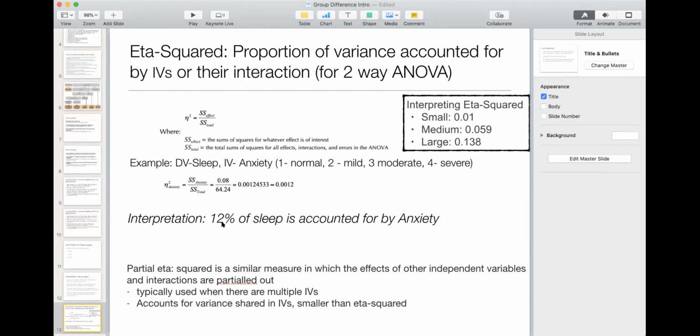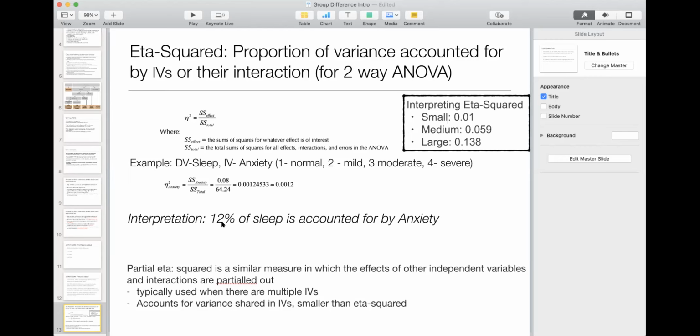Partial eta squared is particularly important when you use multiple IVs. Okay? So what it does is it partials out the effect, excluding the effect that is shared across IVs. So it tends to be smaller the more IVs there are. Okay. And when your IVs are also related to each other.